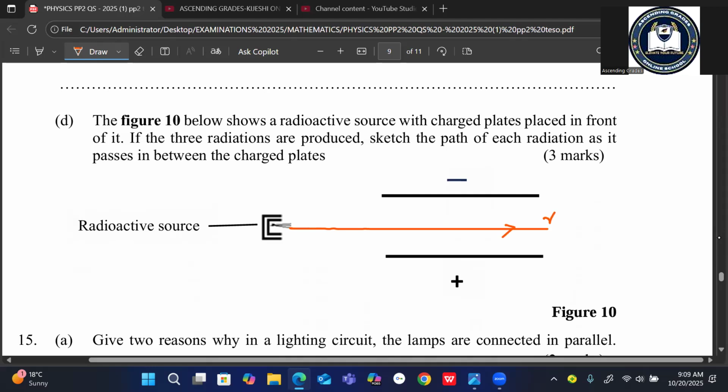Then we have alpha, which is positively charged, therefore we expect it to be attracted towards the negative plate. So this is the alpha. And then we have the other one, which is negatively charged.